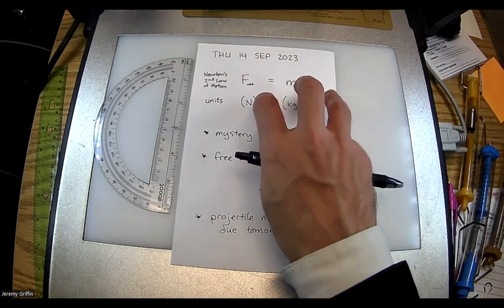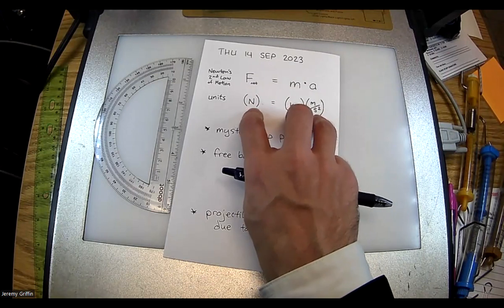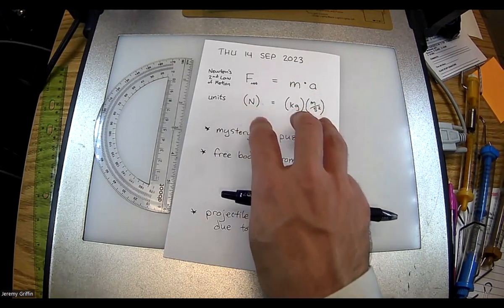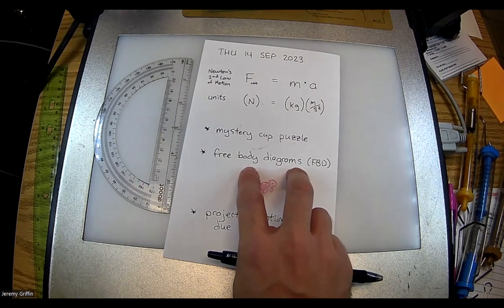So yesterday at the tail end of class, we were looking at Newton's laws of motion. I'm going to break this out for a quick review, and also we're going to look at Newton's second law of motion here, how those units line up. We've got a mystery cut puzzle for you guys. Most of class, we're going to be doing some free body diagrams.